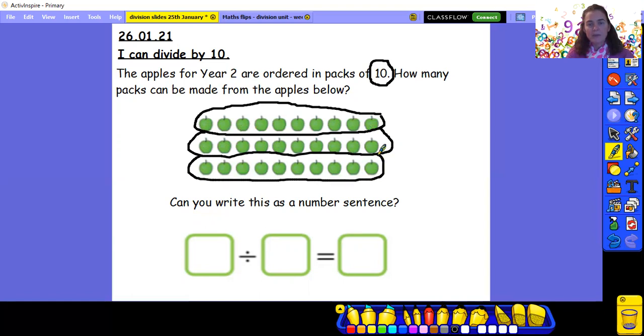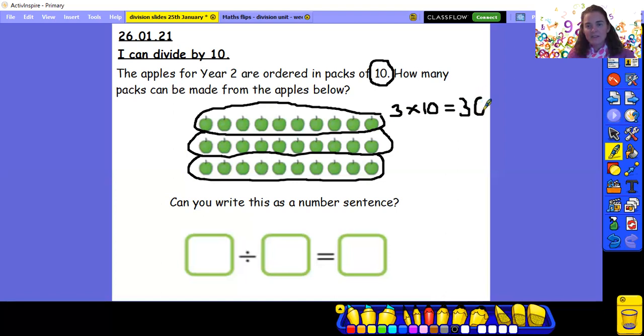Now, if we were writing a multiplication number sentence for this array, what would we write? Think about our lots of, we've got 3 lots of 10. So if we were writing a multiplication, we would write 3 times 10. So how many apples have we got all together there then? So we need to count in tens 3 times. 10, 20, 30. So we know that we've got 30 apples there to start with.